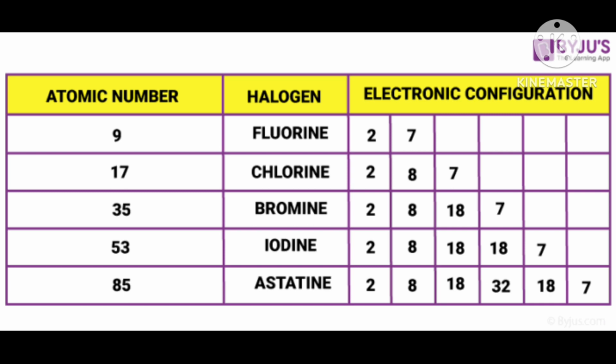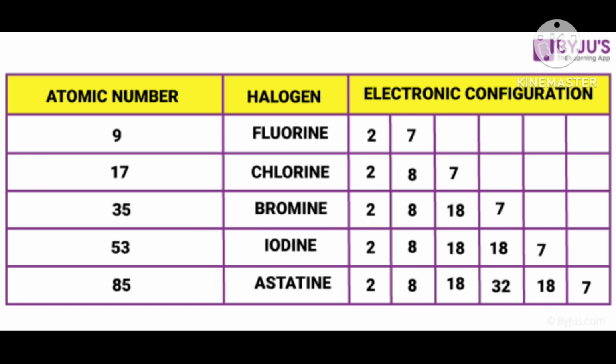Fluorine atomic mass is 19 gram per mole. Chlorine 35.45, bromine 79.90, iodine 126.90, astatine 210. This I have told about the atomic mass in gram per mole.